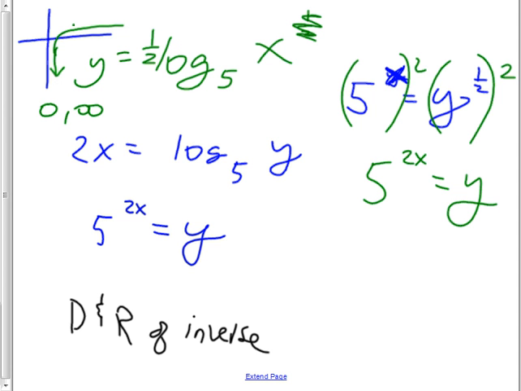Raise your hand if you got the domain of the original right. Okay, good. And the range of the original is from how low to how high? Negative infinity to positive infinity. That's the domain and range of the original. So the domain and range of the inverse are reversed. The domain of this is like the range of the original, negative infinity to positive infinity. And the range is the domain of the original, 0 to infinity.